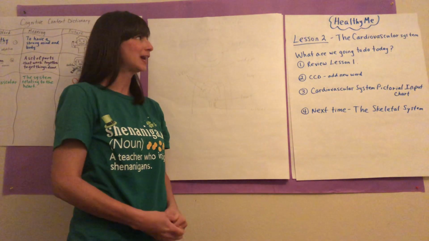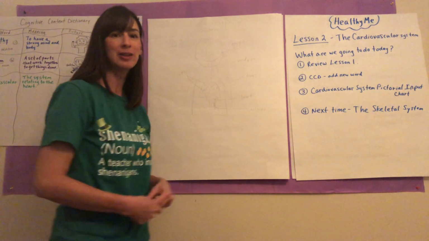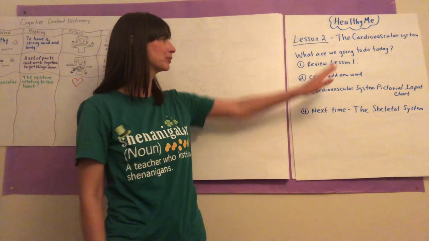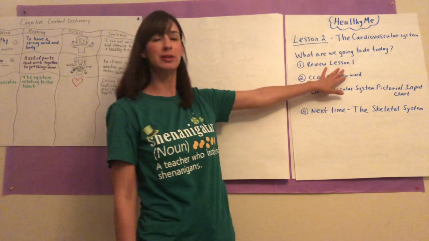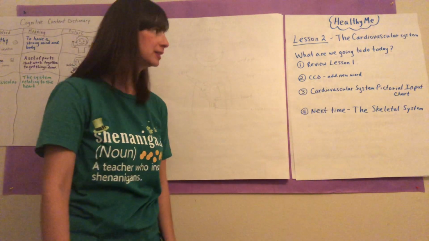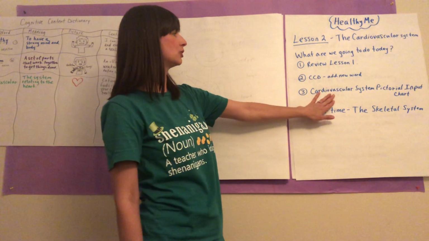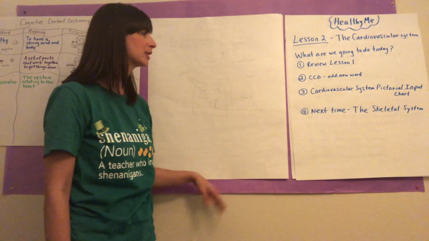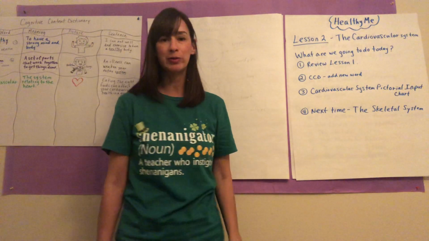It's Wednesday, and today we're going to continue with our Healthy Me lessons. Today's lesson is on the cardiovascular system. What we are going to do today is review what we did in lesson 1, add a new word to our CCD chart, do a pictorial input chart of the cardiovascular system, and then talk about what we're going to do next time.